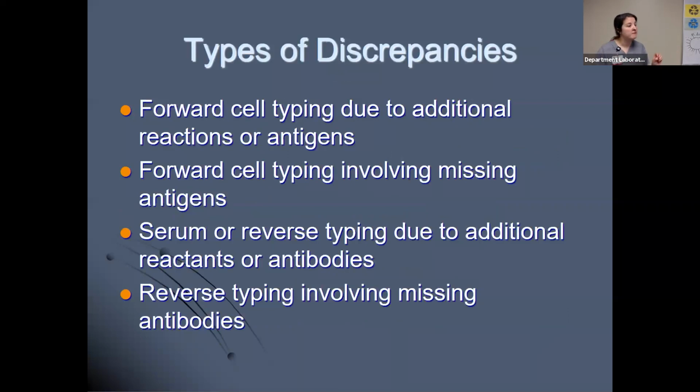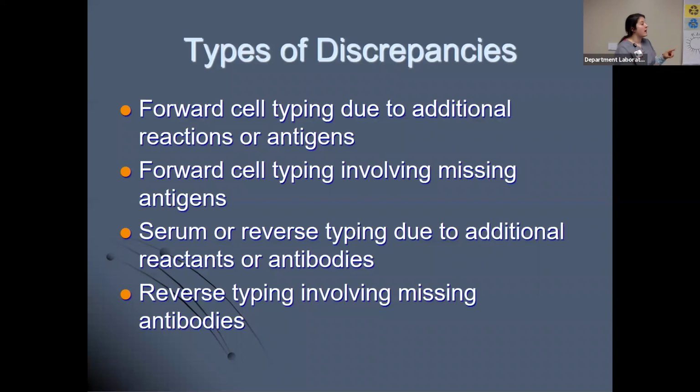Okay, so the types of discrepancies. Maybe you have an additional reaction in your forward type that shouldn't be there. We have two examples where we're going to look at that. And again, remember, if you have a discrepancy and you're trying to figure out which result is causing the problem, it's going to be the weaker reaction. Okay, keep that in mind.